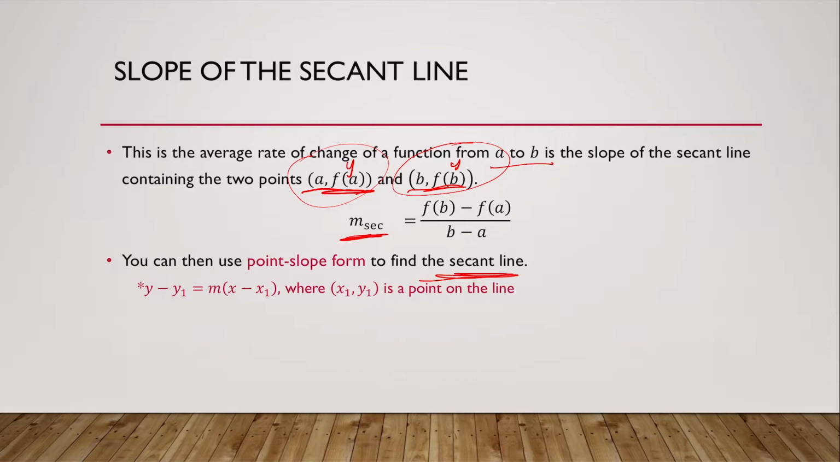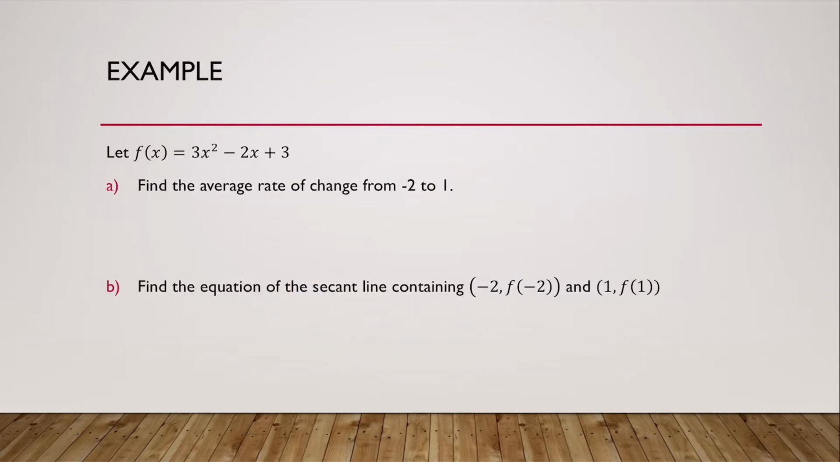So why don't we go ahead and work through an example. Here I have the function f of x equals 3x squared minus 2x plus 3, and I want to find the average rate of change from -2 to 1. So -2 is going to be my a and 1 is going to be my b. I'm going to find my average rate of change, which is the slope of our secant line. That's going to be f of b minus f of a over b minus a. So I have 1 minus -2 in my denominator.